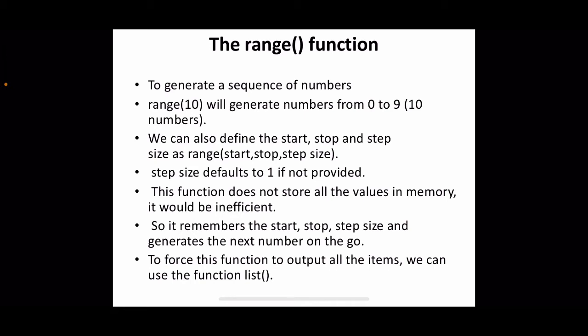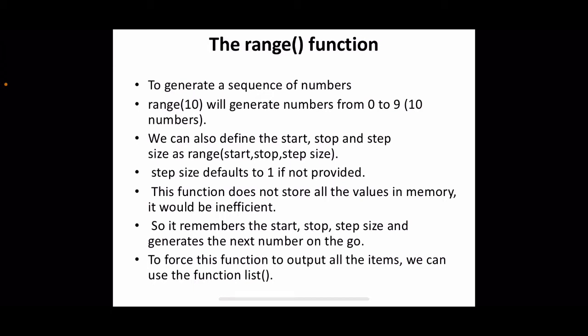That is, by default it starts from 0 and the argument given here is 10. That means we have to stop just before 10. The upper bound plus 1 is actually 10. And this function will generate a sequence of numbers with a step size of 1, that is 0, 1, 2, 3, etc., up to 9. That will be generated by this range function.